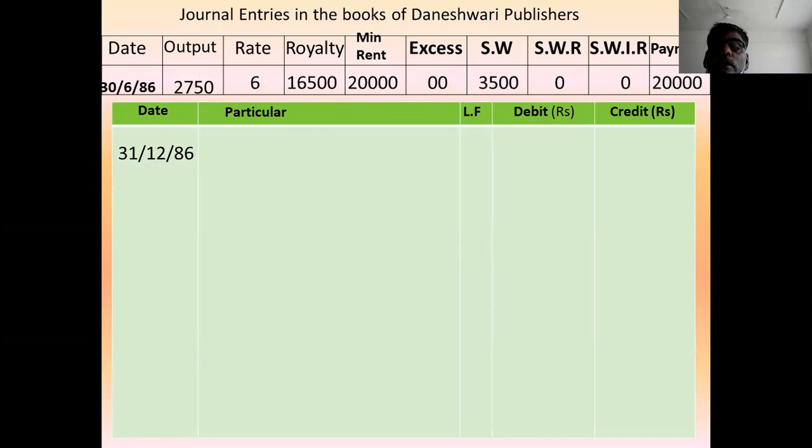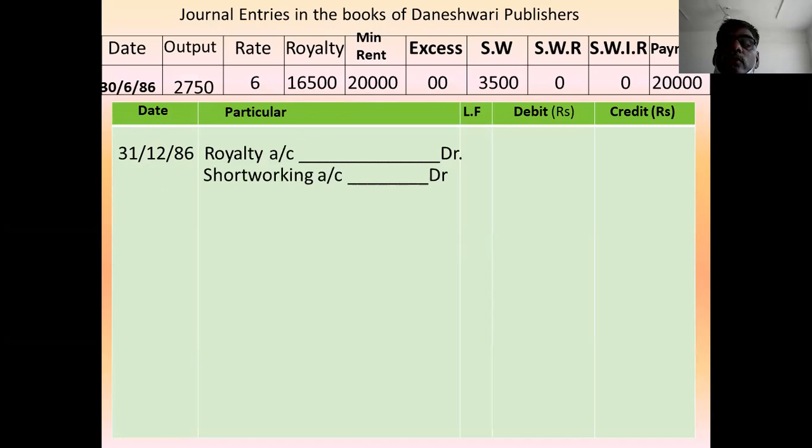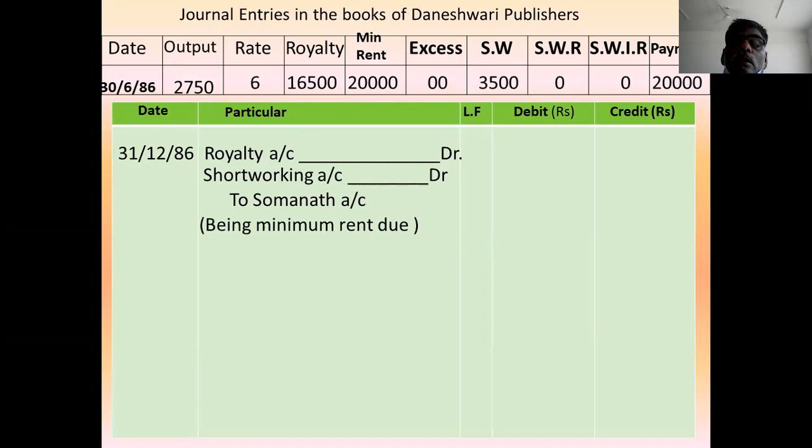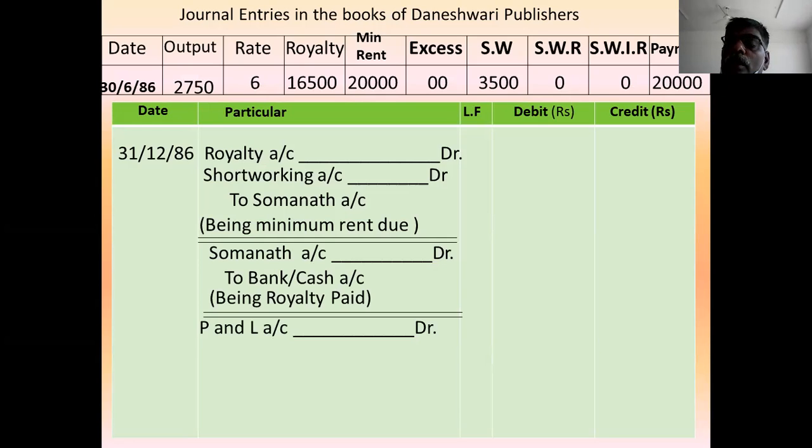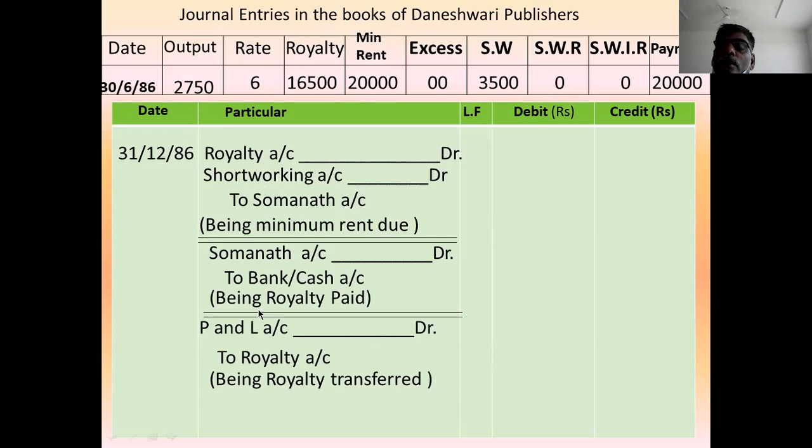For this 3,500 you have to debit short working in the first entry. You see here, royalty account debtor, short working account debtor to Somnath account. Somnath is the author. Being minimum rent due. If there is short working, you write it as minimum rent due. If there is excess, then you write it as royalty due. Second entry, Somnath account debtor to bank account, being royalty paid. Third entry, P&L account debtor to royalty account. These are the three entries for the first year.